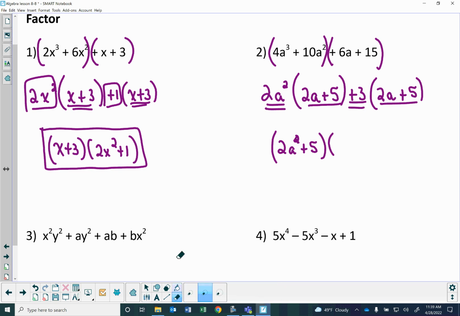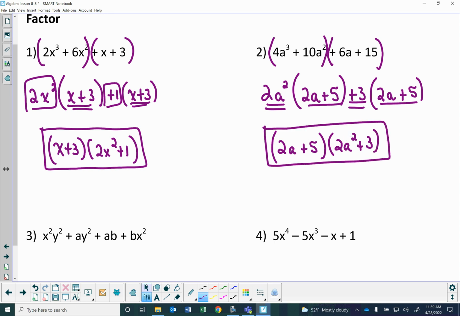Silly me. Eraser. It still doesn't want to erase. Eraser. There we go. There's my eraser. So 2a plus 5 and then 2a squared plus 3. And that is the factorization for that problem.